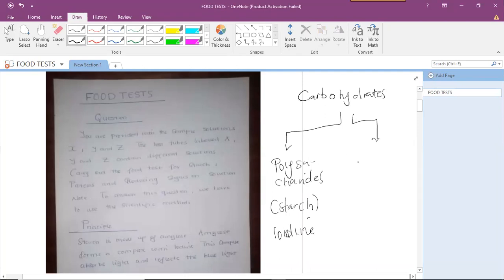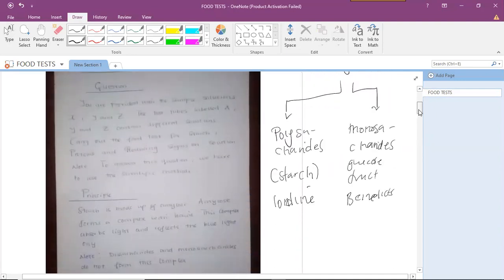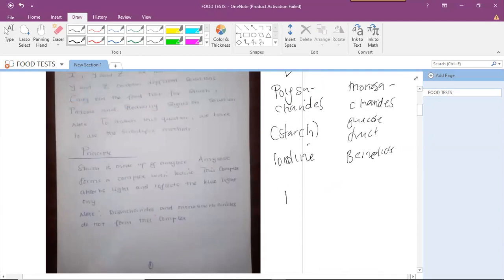Then the other class of carbohydrates that they want you to test are your monosaccharides. We're going to call these monosaccharides reducing sugars. So it can be glucose, it can be fructose, it can be galactose. And the reagent that you use here is Benedict's solution. And the last type of food nutrient that they want you to test is proteins. And the reagent that you use here is biuret reagent.